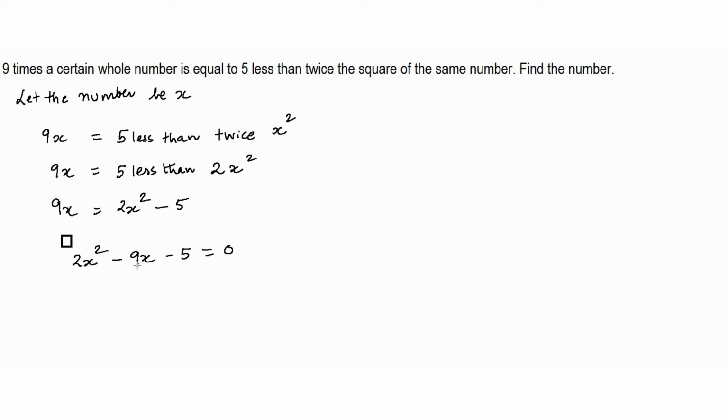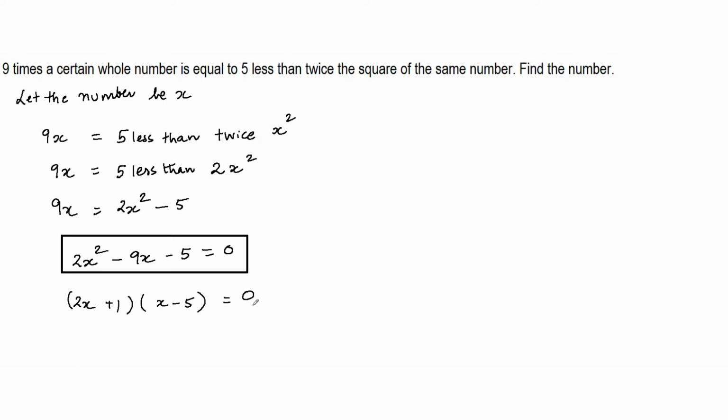So this is the equation that I am supposed to solve, and therefore I can factorize the given equation. So I get (2x plus 1)(x minus 5) is equal to 0. And therefore 2x plus 1 is 0 or x minus 5 is equal to 0. So x is equal to minus half or x is equal to 5.